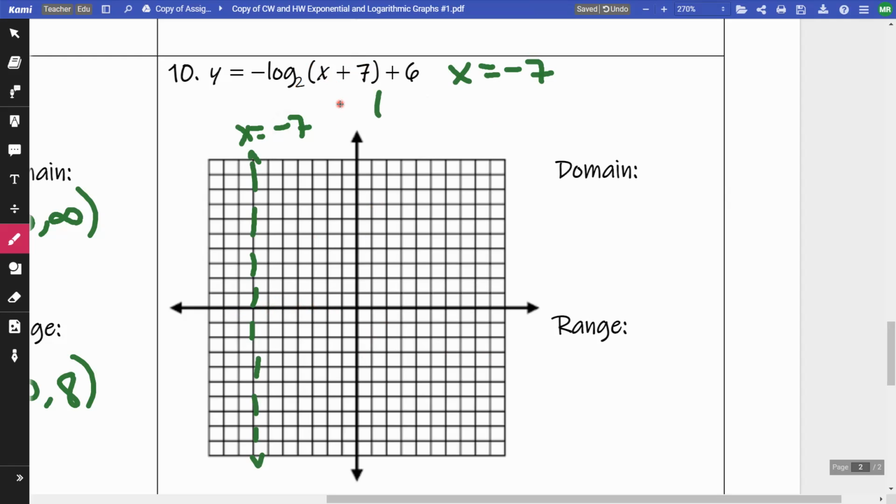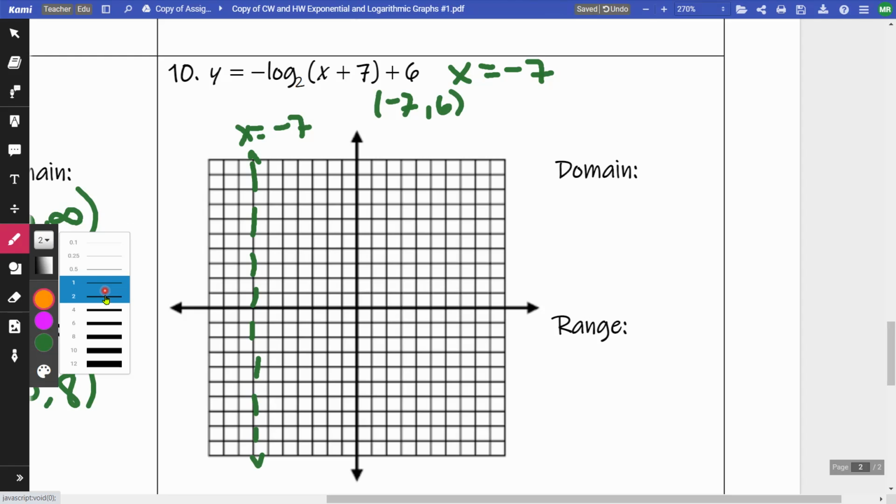And then I'm really thinking -7, 6. That's how I'm moving. So when I get my point here, I'm going to go to -7, 6. 1, 2, 3, 4, 5, 6. And here's where I'm going to go out. So if I go out 1, log base 2 of 1 is 0. I times it by the negative in front, still 0. I go out 2. Log base 2 of 2 is 1, times it by negative, I get -1. I go out 1, 2, 3, 4. Log base 2 of 4 is 2, times it by negative, I go down -2.